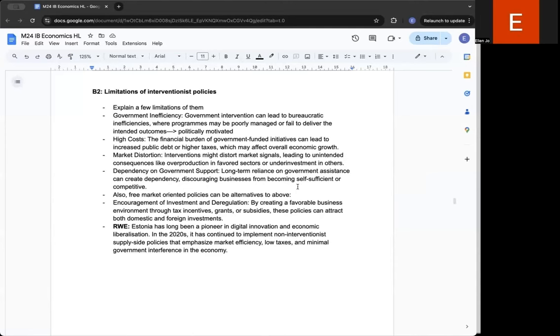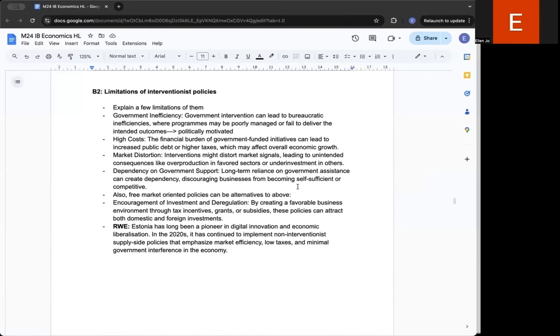For example, by encouraging investment and deregulation, the government can create a favorable business environment through tax incentives, grants, or subsidies. These policies can attract both domestic and foreign investment. Such practice can be found in the country Estonia, which has long been a pioneer in digital innovation and economic liberalization. In the 2020s, it has continued to implement non-interventionist supply-side policies that emphasize market efficiency, low taxes, and minimal government interference in the economy.